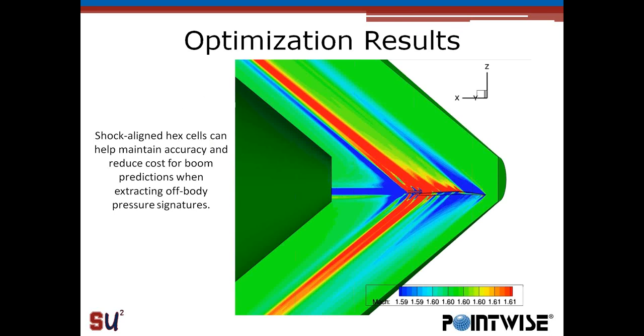So first, just to highlight, while we're not talking about low boom today, or low boom design, we did, as Travis showed, set up this mesh to help with low boom type predictions. So this is a cut of the symmetry plane, and we're looking at Mach contours. And the idea was that these shock-aligned hex cells, these Mach-aligned hex cells, are going to help maintain accuracy and reduce costs for boom predictions, which usually requires you extracting off-body pressure signatures, some number of body lengths below the aircraft, for instance. So we want these shocks to persist down toward the ground, and we want to help maintain that accuracy for these boom predictions. So you can see that this mesh lends itself well to that.